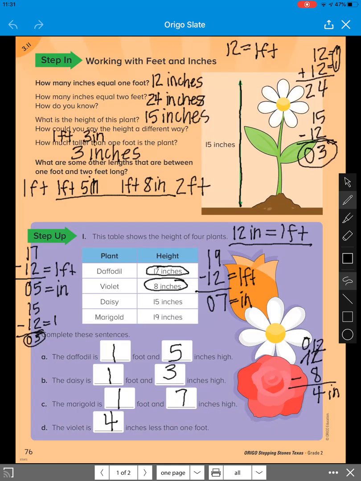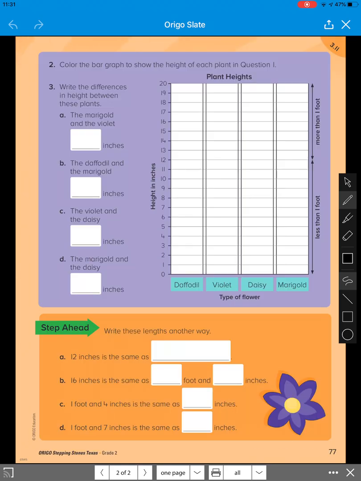So let's go back and look. So the marigold is 19 inches and the violet is 8 inches. So 19 minus 8. 9 minus 8 is 1. 1 minus 0 is 1. So 11 inches is the difference.